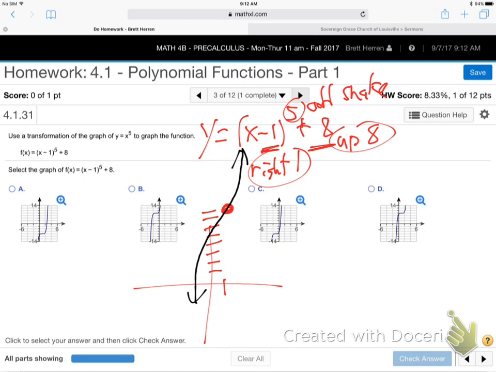So which one of these graphs has the center moved to the right and way up? D. Yeah, it looks like D. Because here's the center about right there, you can tell. Right and up. Whereas A's down. B is up, but it's left. See the center on B is over here to the left. So it's D. Good? Easy enough?